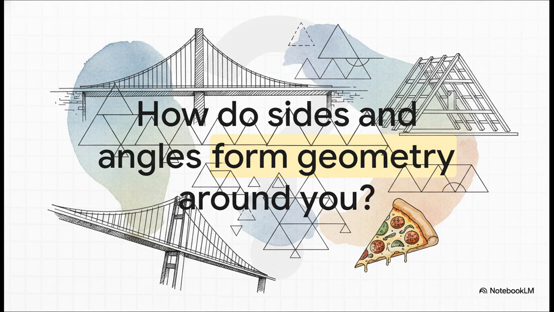Which leaves us with this final thought. Now that you're armed with this incredibly useful dual lens framework, I want you to take a moment today to just look around you. Look at the architecture of the bridges you cross, the trusses holding up a roof, or, hey, even the slice of pizza on your plate. How do the rules of side lengths and angle sizes interact to form the structural geometry in your everyday life? The whole world is built on these shapes. All you have to do is choose which lens you want to look through.